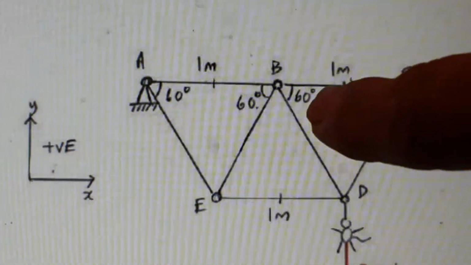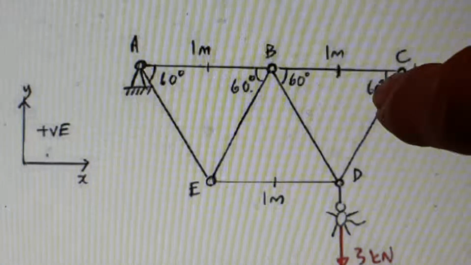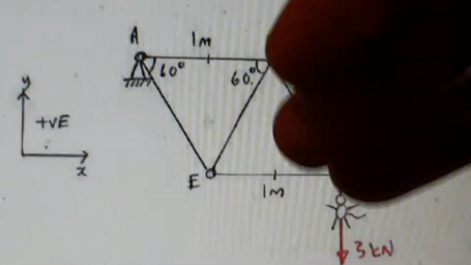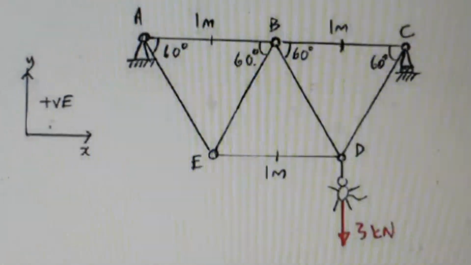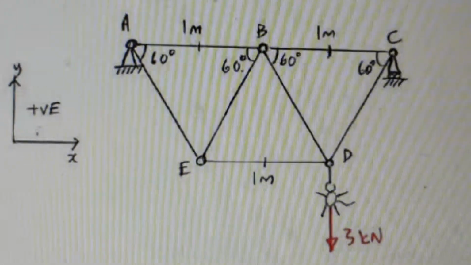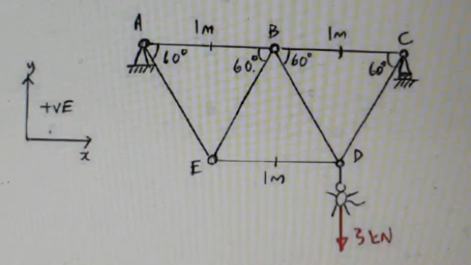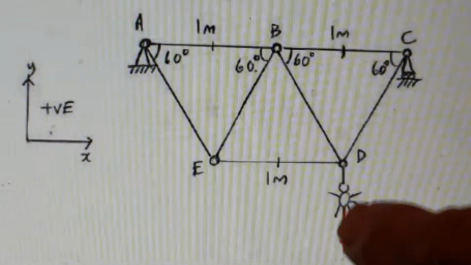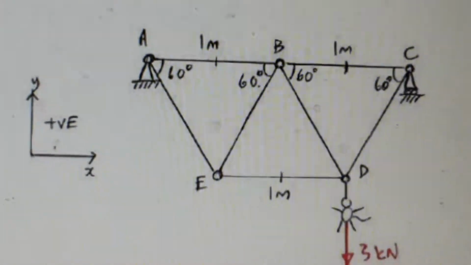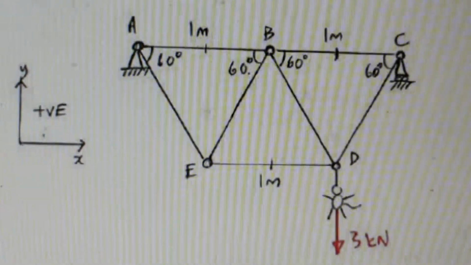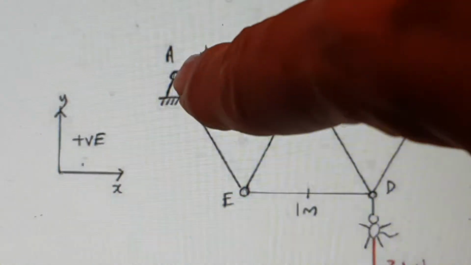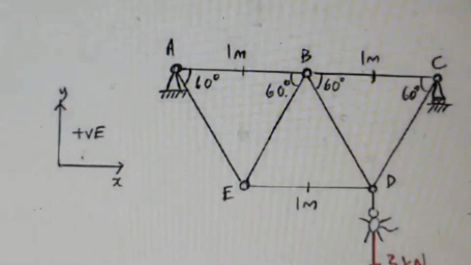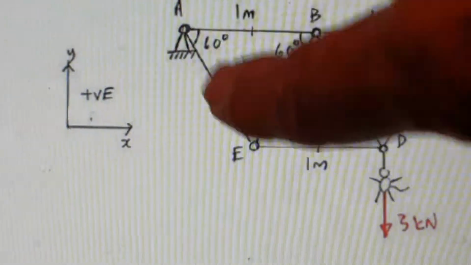Look at this example. The angles are 60 degrees, 60 degrees, and 60 degrees, with lengths of 1 meter, 1 meter, 1 meter, and there's a monkey swinging at point D. So there's a strong monkey swinging on the truss. The weight of that monkey is 3 kilonewtons at point D, which means there's a force at point D. He needs to calculate the force induced in member AE. It's the same truss we just showed you, but he wants to know the force AE.